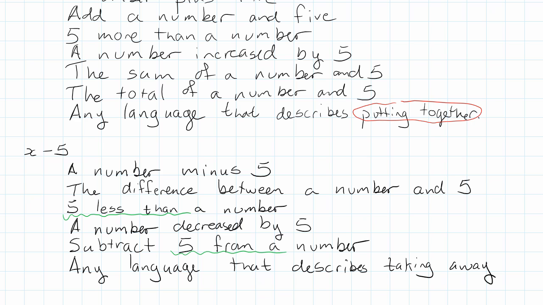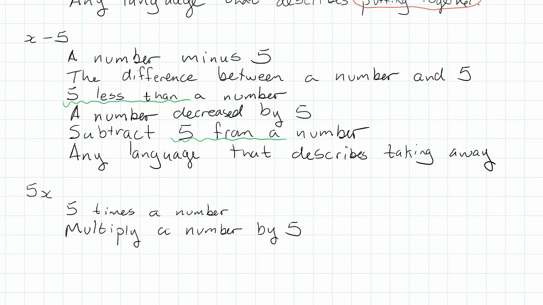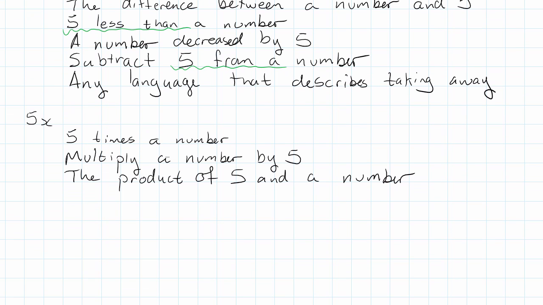What about multiplication? If we want to describe 5 times x, of course we can just use that language directly. Or we could use the word multiply. The term for the result of multiplication is product, so we could refer to the product of 5 and a number. If we're discussing a fraction, we can use the fraction of language we encountered earlier.